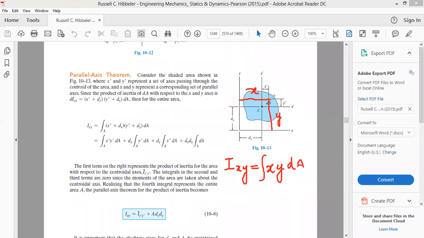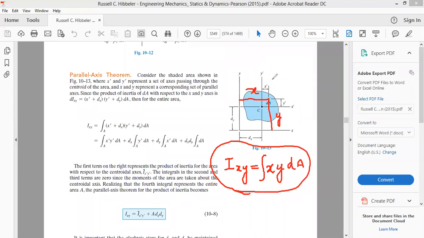So the x coordinate of the centroid of the small area element multiplied by the y coordinate of the centroid of the small area element, integrated over the area, is called the product of inertia. This property is called the product of inertia.